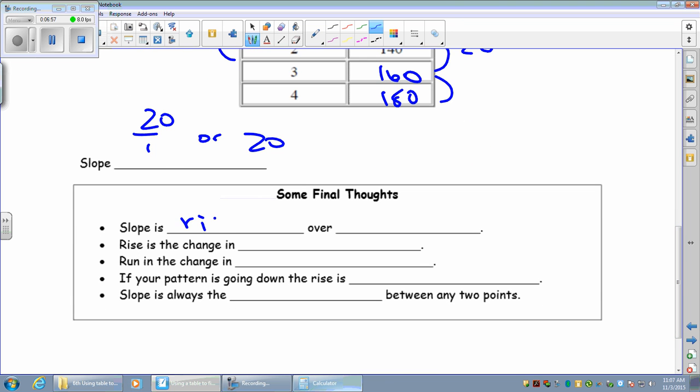Let's do some final thoughts. Slope is rise over run. Yes, I'm going to make you write that a bunch today. Rise is the change in y's. Remember, they rhyme. And run is the change in x's. That one doesn't really rhyme as nice.